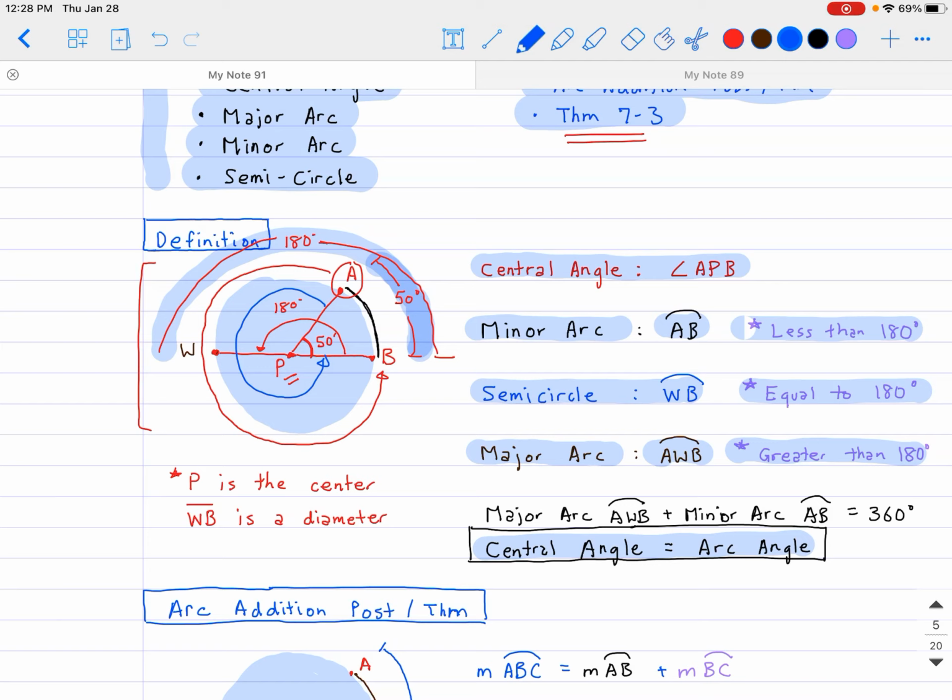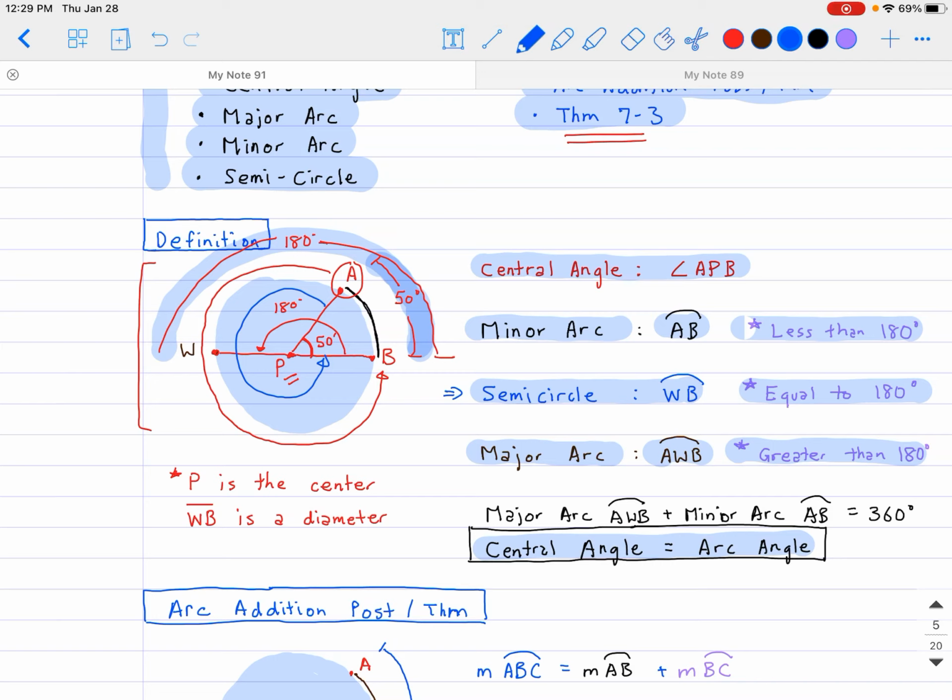The relationship between the major arc and the minor arc is that the sum of those two would be equal to 360 degrees, because you're going a full rotation. If the semicircle is 180 and you add on another semicircle on the bottom, it only makes sense that 180 plus 180 is equal to 360 degrees.